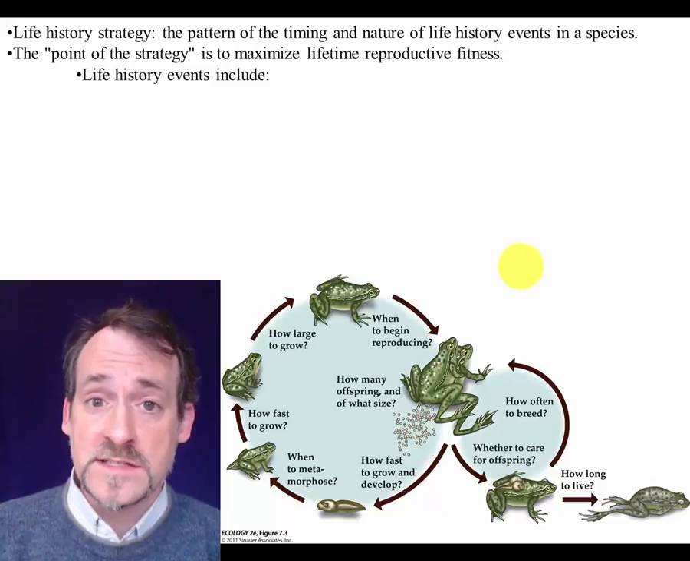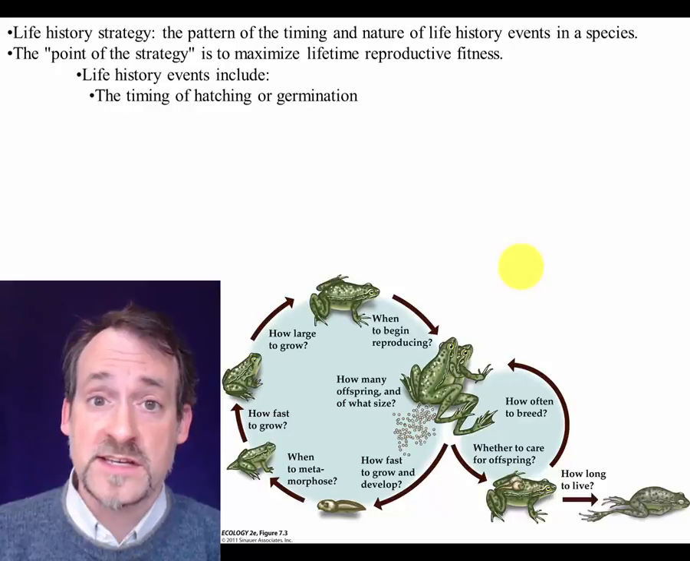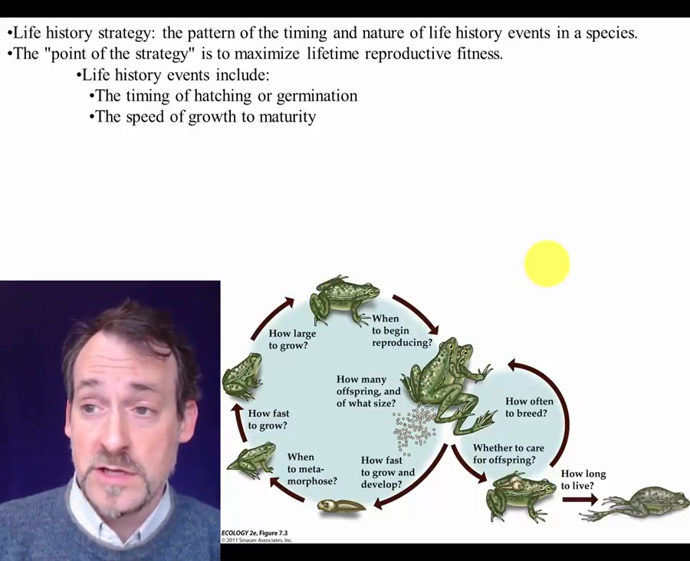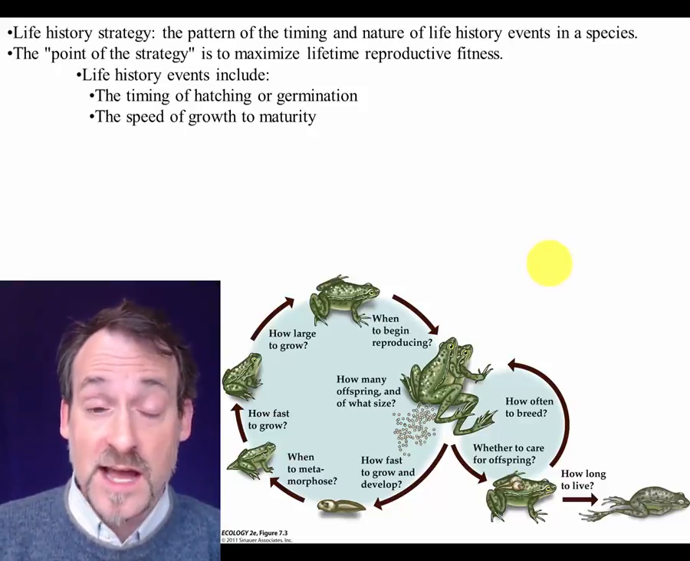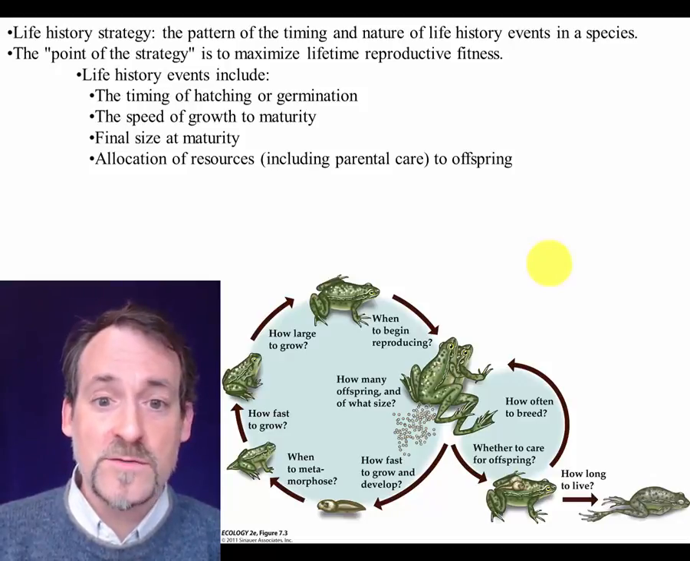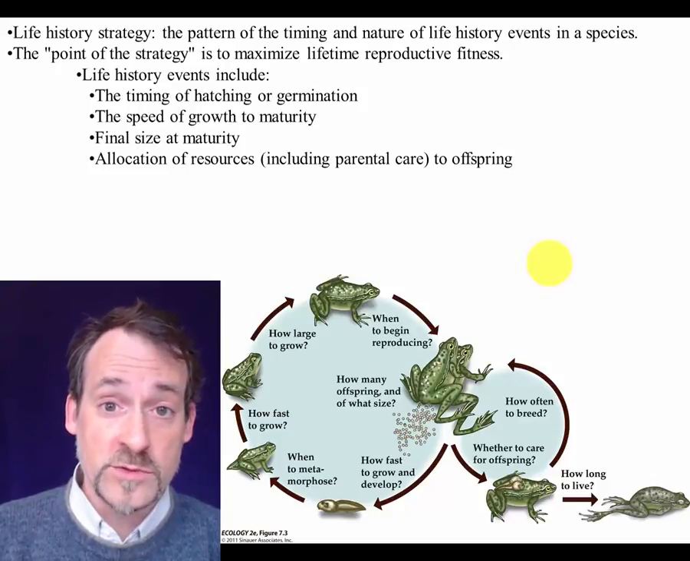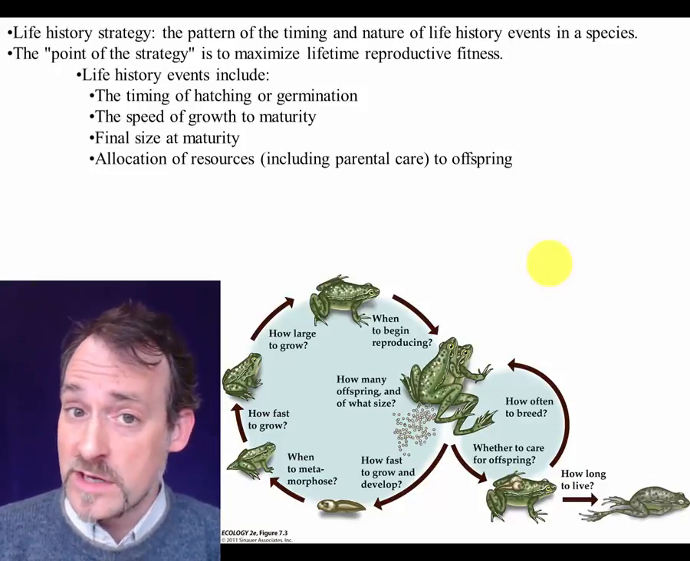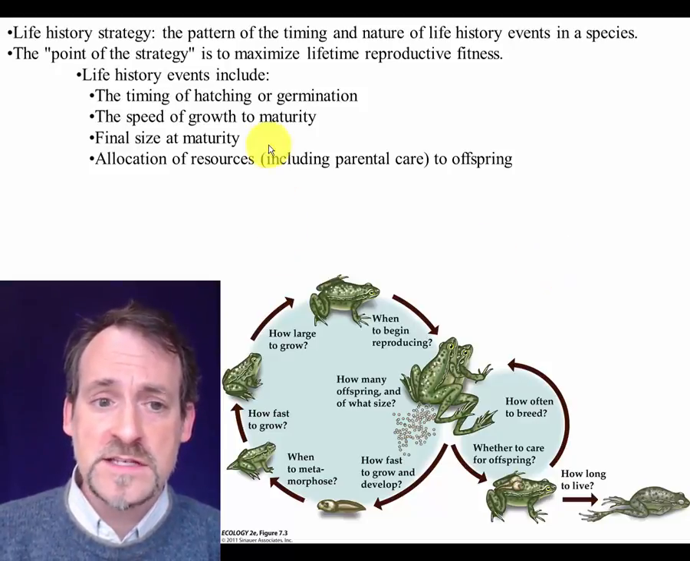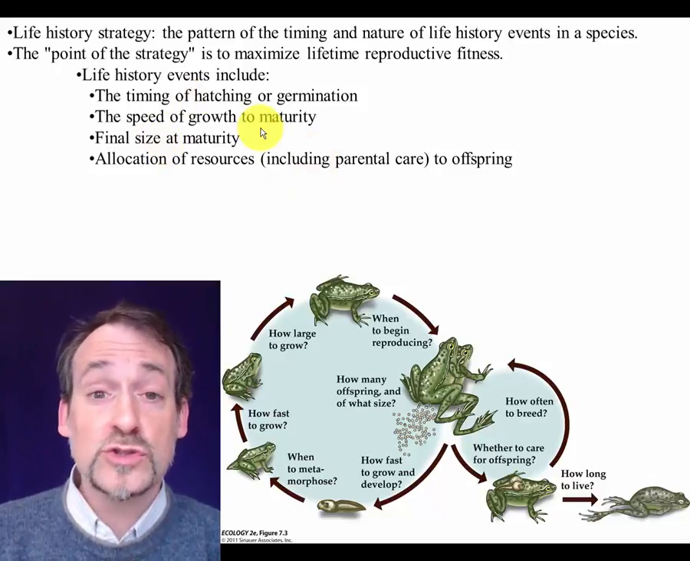The life history events that influence lifetime reproductive fitness include things like the time of hatching, the speed at which an organism grows to maturity, which often trades off against its size at maturity. The final size at maturity, of course, may matter for things like the allocation of resources. Larger organisms can allocate more resources to offspring. Parental care, by the way, is a resource that can be allocated to offspring. So all of these life history events, these life history traits, are intertwined.